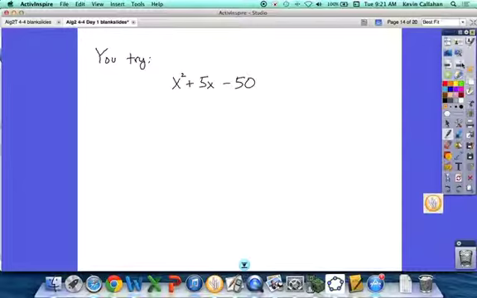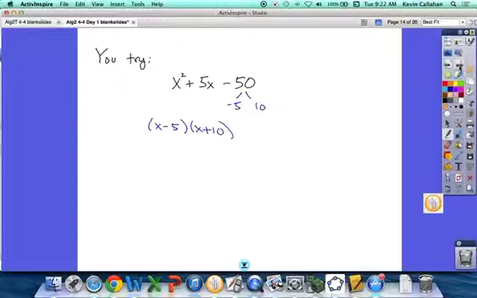What are the two numbers? Positive 10, negative 5. You're good. Positive 10, negative 5, right? When you multiply those, you get negative 50. When you add them, you get positive 5. So x minus 5 times x plus 10. Done. Right? This is factored form. That's standard form. They're the same thing.